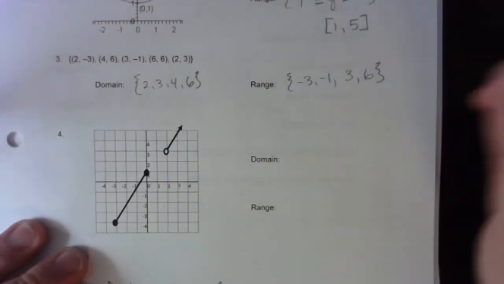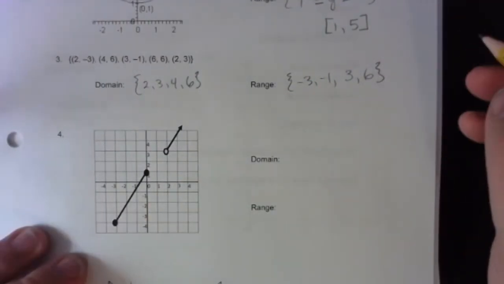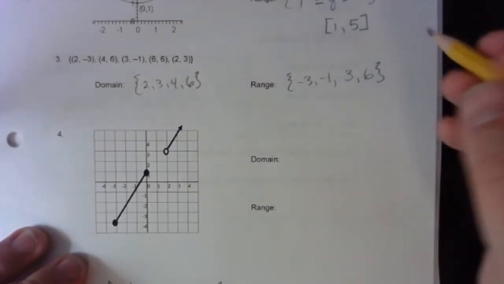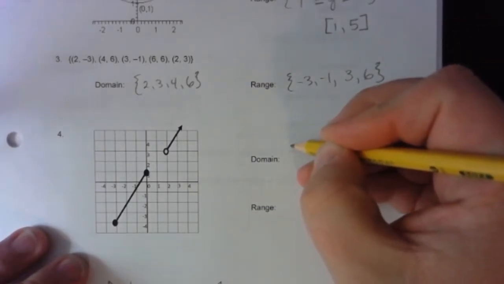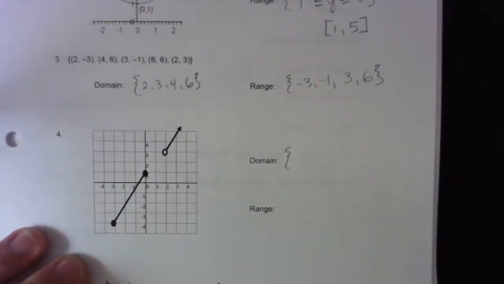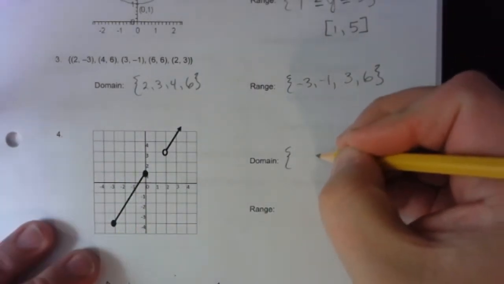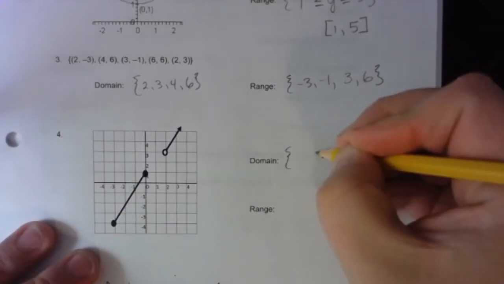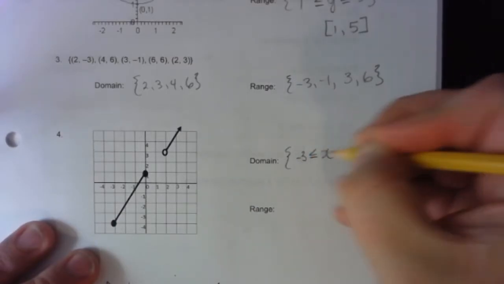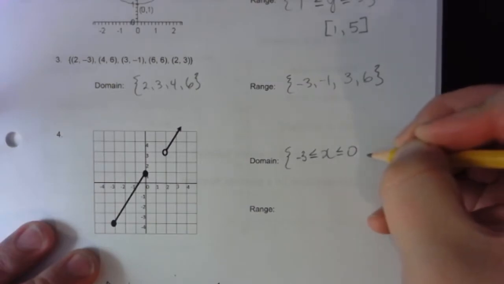Okay, this guy. Now this one's interesting. My domain is actually two things. So my domain is, I'm going to just open a bracket and say, all right, well, I have a domain where I go from negative 3 to 0 inclusive. So from x is greater than or equal to negative 3, less than or equal to 0 inclusive.